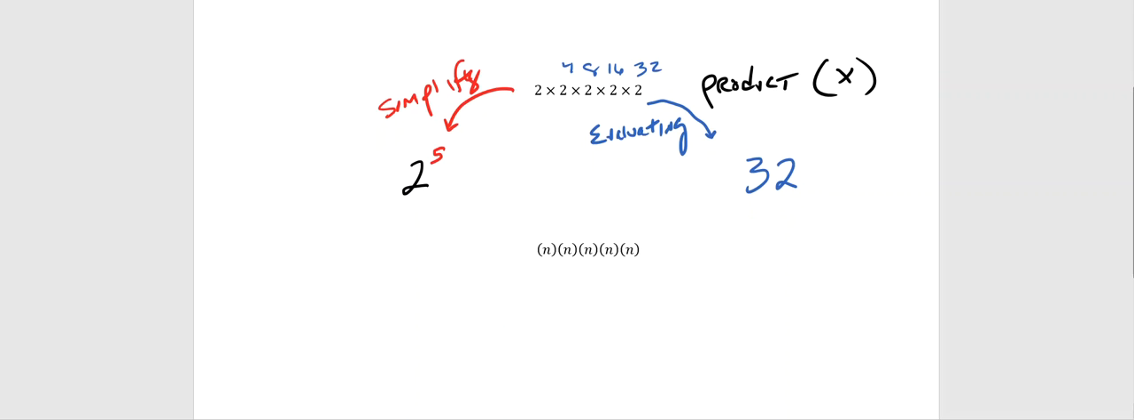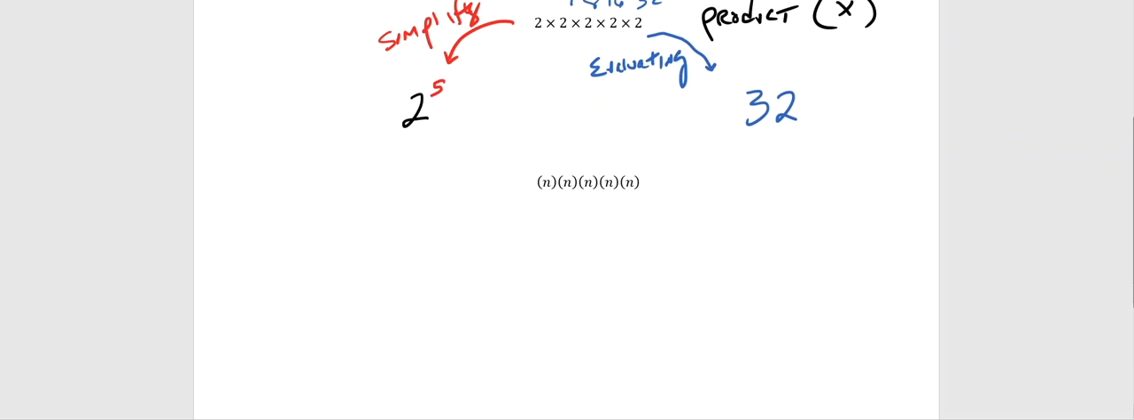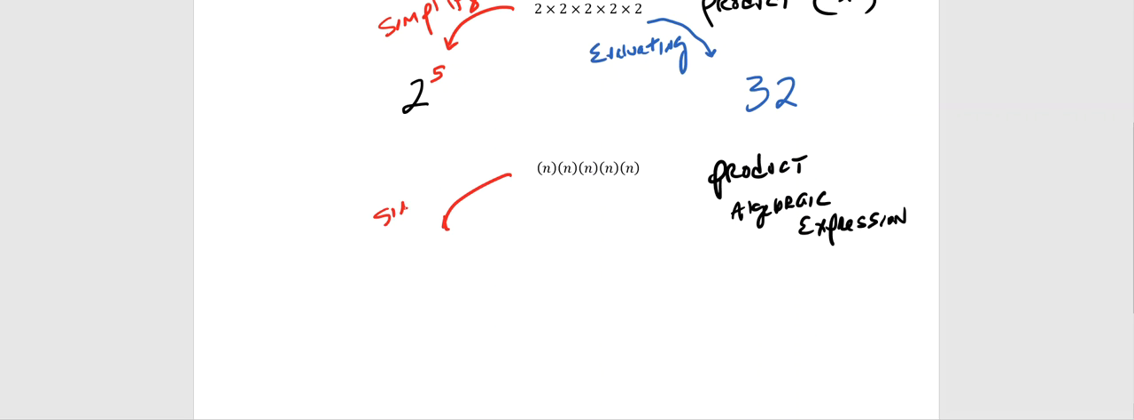So sometimes we may not be able to do both evaluating and simplifying. And when we won't be able to do that is when we don't have numbers involved. So in this next example, this is once again a product. But it's a product of variables. So this is an algebraic expression. It's not a numeric expression like up above. So we can still simplify it, replacing the repeated multiplication with an exponent.